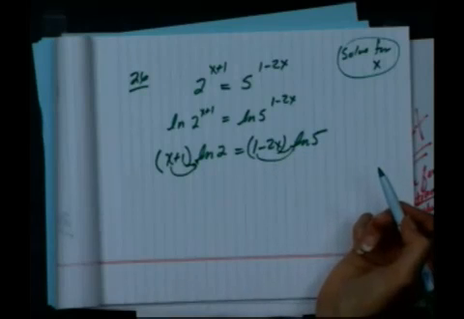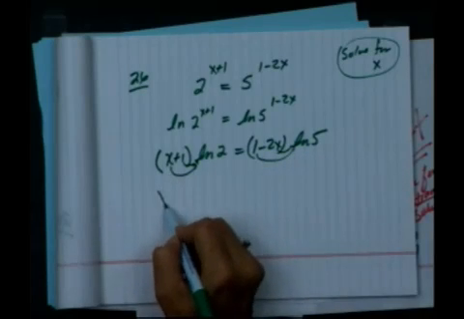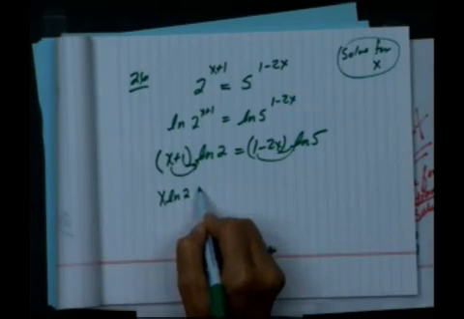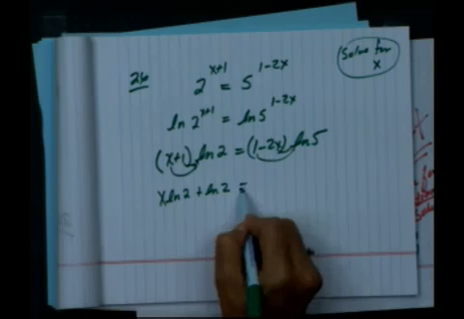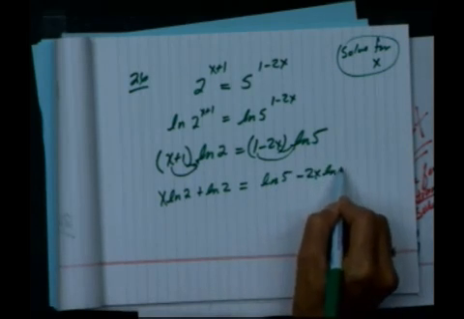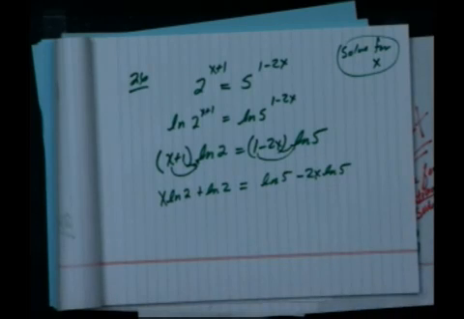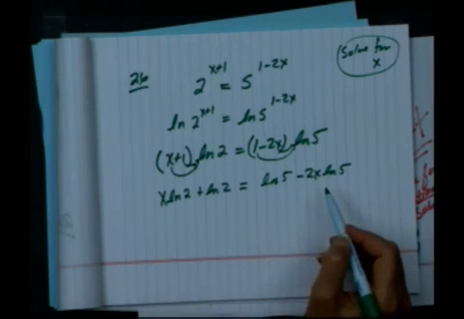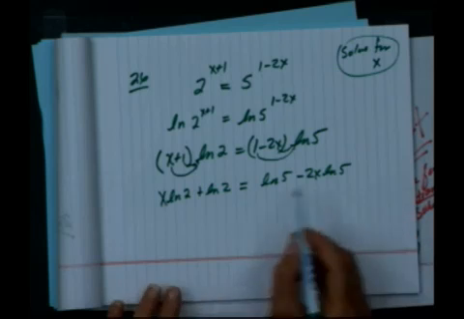Aren't you just going to multiply out so you can get all your terms separated? All right. So we have x times the natural log of 2 plus natural log of 2 equals natural log of 5 minus 2x natural log of 5. Just like if you had an equation that didn't have a log in it, you know you need to get all the little terms separated. So now you need to get everything with x on one side and all the other numbers on the other.